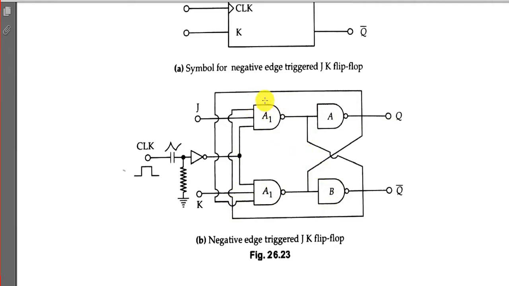and use 3-input NAND gates, and a feedback is given from the output of the second NAND gate, the B NAND gate, to the input of the first A NAND gate, and the output of the A NAND gate is likewise connected back to the input of the B NAND gate. So basically we are providing feedback from output to input in the JK flip-flop.